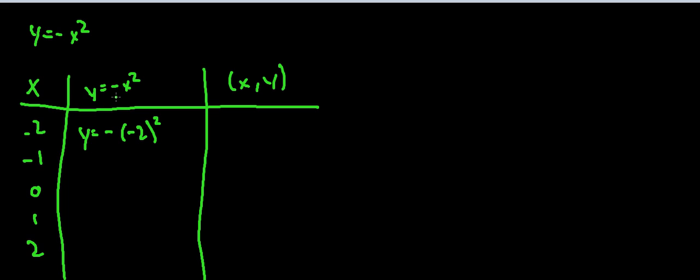But here, notice the order of operations. Here, we are first squaring this -2. So right now it's -2 squared, which is indeed positive 4. But then after, we then add the minus sign, so it becomes -4. So we get -4. So our point is -2, -4.